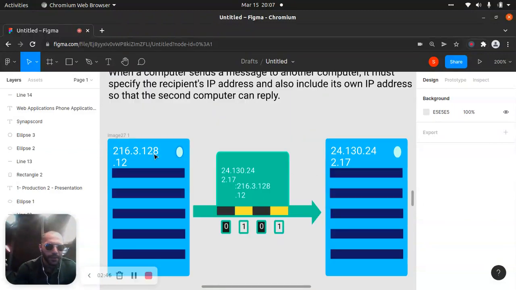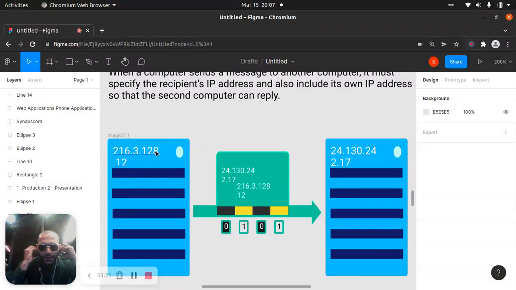Let's look here. We have 216.3.128. The 216 and 3 identify the internet provider company. If you look at the right places, the 128 is 8 bits. This is between 0 and 256. But we will speak about it later, in the future. Just don't worry about that.